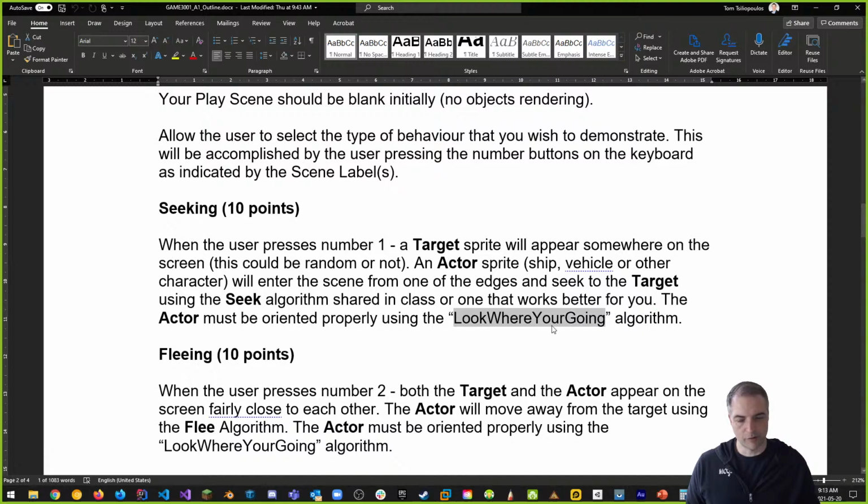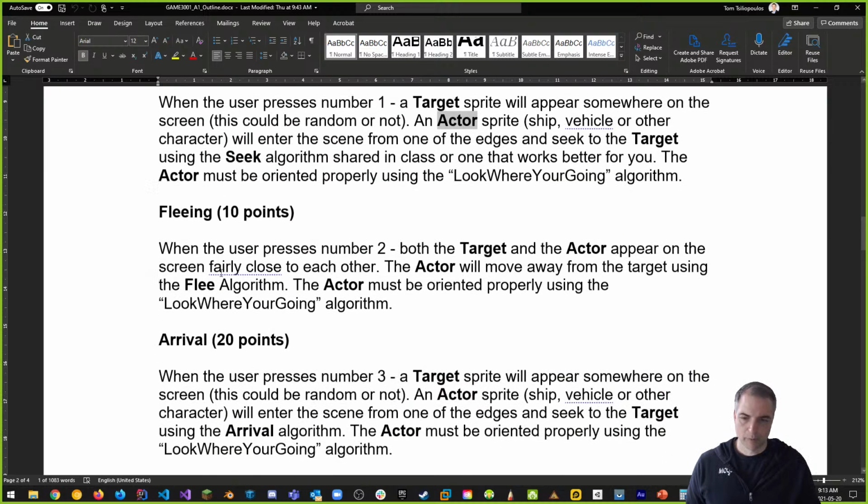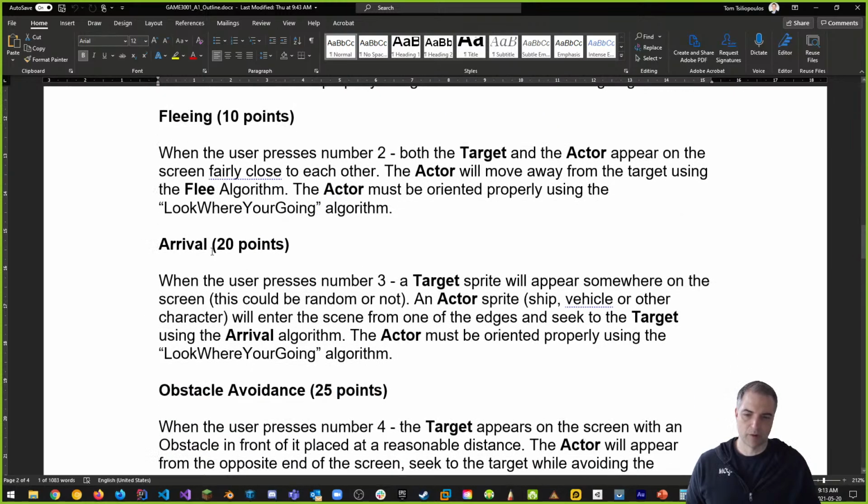The look where you're going algorithm is changing our orientation so that our autonomous character, or our actor, is moving towards the target. That's kind of what we want to do. We also have fleeing in there for 10 points, and arrival. Arrival, again, sprite will appear, and you're going to use the arrival algorithm, which kind of adds on to the seek algorithm. So arrival is really a modification where we start slowing down when we come closer to the target.